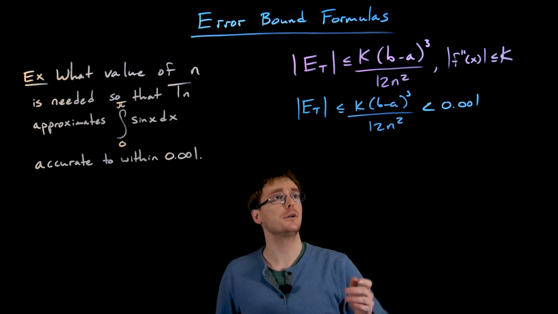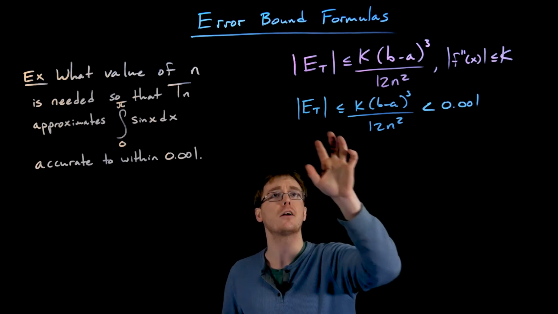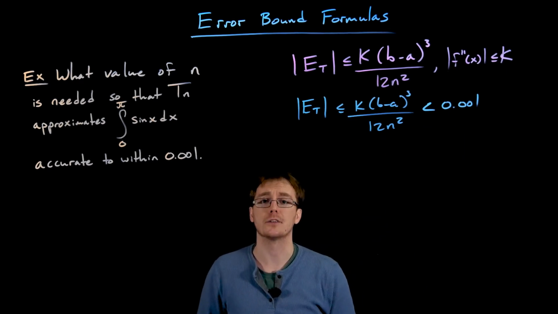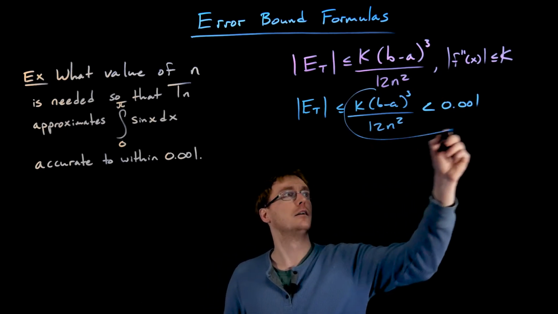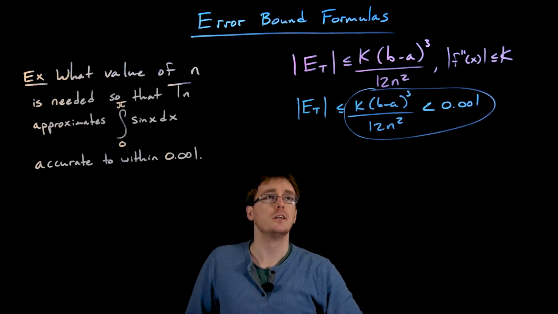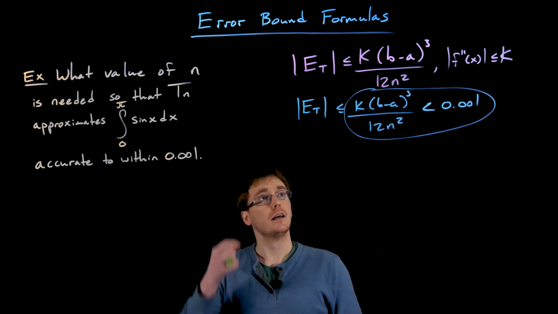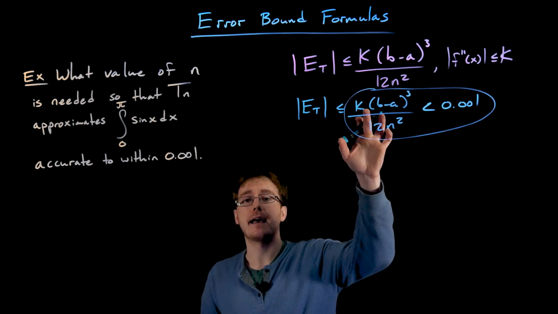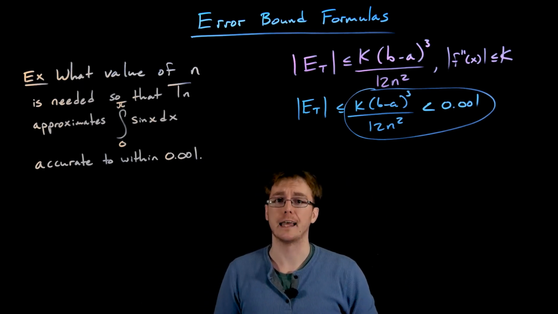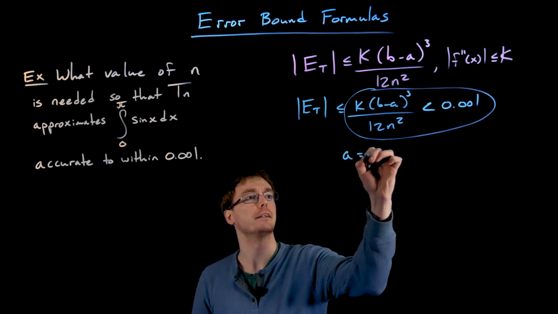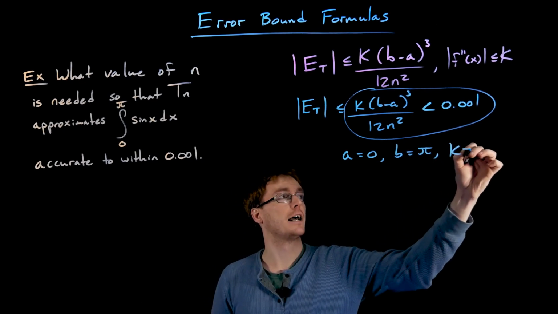And so now what we have to do is figure out which value of n makes this inequality true so that our error is less than 1/1000th. So we're going to have to find all these pieces for this inequality in order to make any progress. So a and b are easy to find, right? A is 0, b is pi. The hard one to find here is going to be k, and then only after we find k will we be able to work towards finding n.